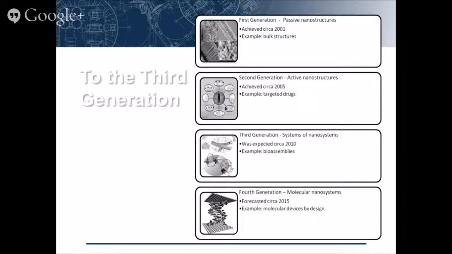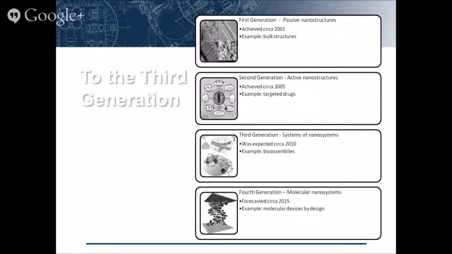The first generation is what they call passive nanostructures. So think about, my shirt doesn't wrinkle. That's got a coating on it. That's a passive nanostructure. That's some of the big products that they made originally with nanotechnology would be coatings like that, bulk structures.